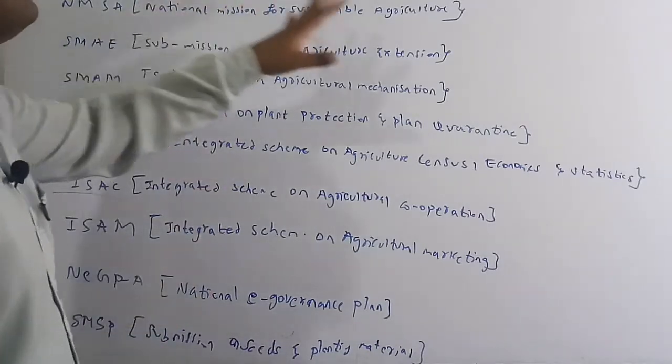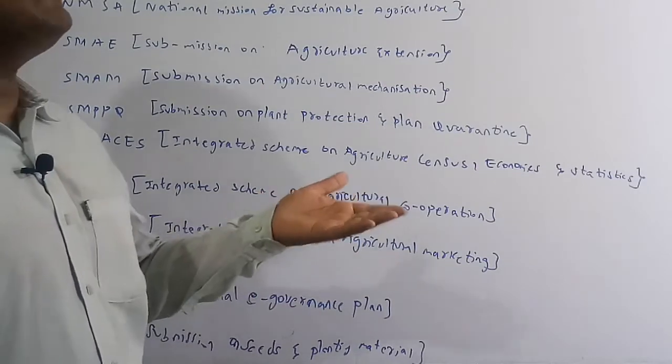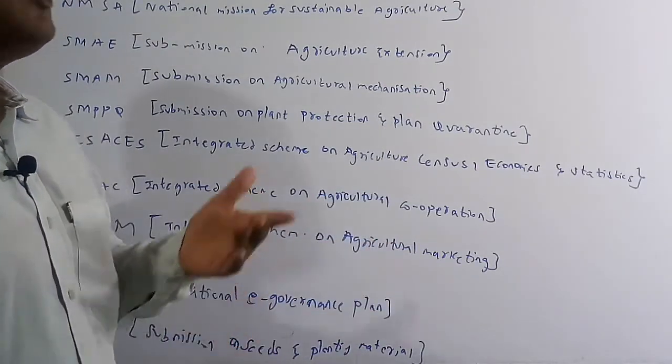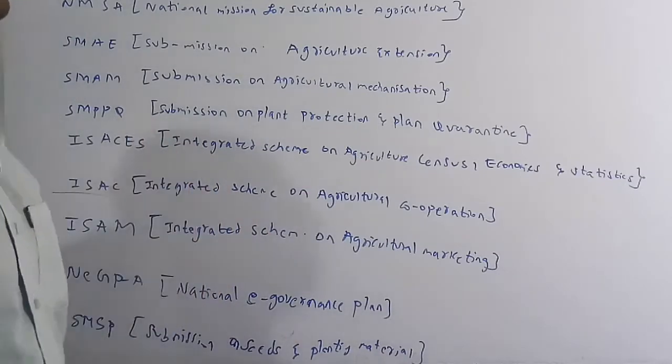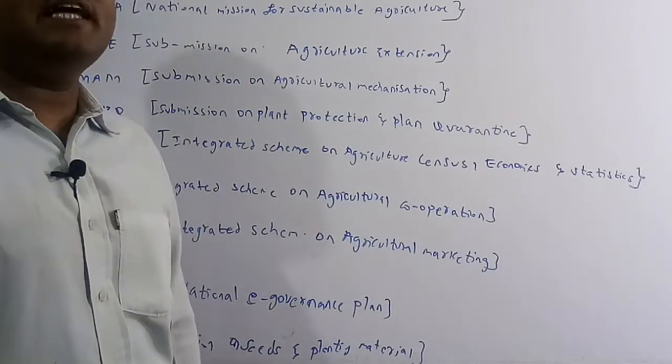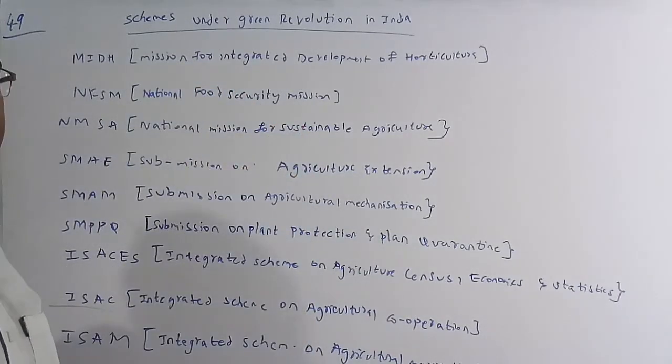All these schemes are present in India in order to improve agriculture and to use modern technology, so that agriculture production can be increased further and further, and India can become the world leader in agriculture. So these are some of the schemes present in India right now.